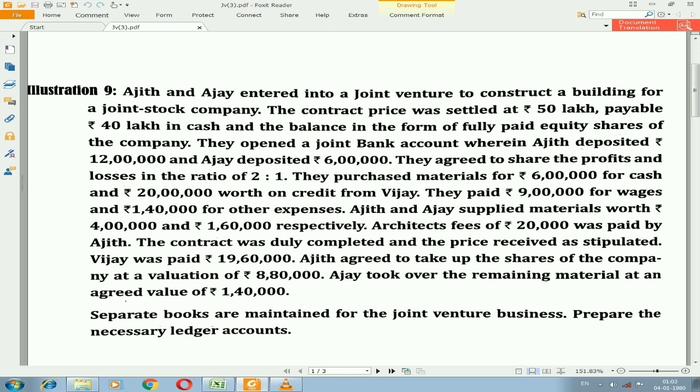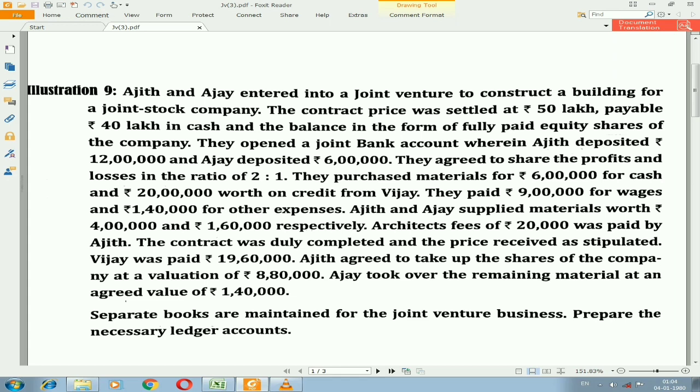They purchased material for rupees 6 lakh for cash and rupees 20 lakh worth on credit from Vijay. They paid rupees 9 lakh for wages and rupees 1 lakh 40,000 for other expenses. Ajit and Ajay supplied material worth rupees 4 lakh and 1 lakh 60,000 respectively. Architect's fees of rupees 20,000 was paid by Ajit. The contract was duly completed and the price received as stipulated. Vijay was paid rupees 19 lakh 60,000.